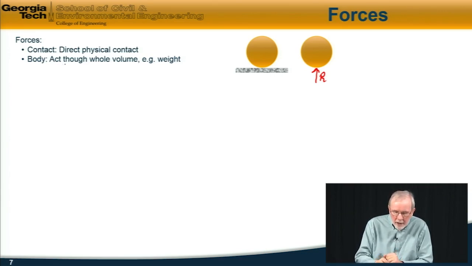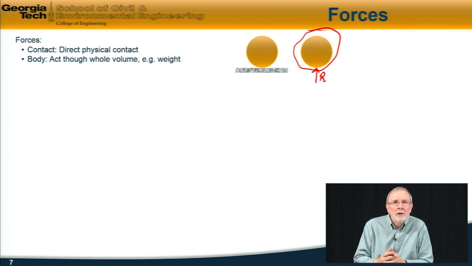On the other hand, the body force acts through the whole volume here, and the most obvious example of a body force is gravity, which acts throughout the whole volume. So the body force due to gravity is the weight of the object, and usually we replace that by the weight of the object acting straight downwards through the center of gravity.